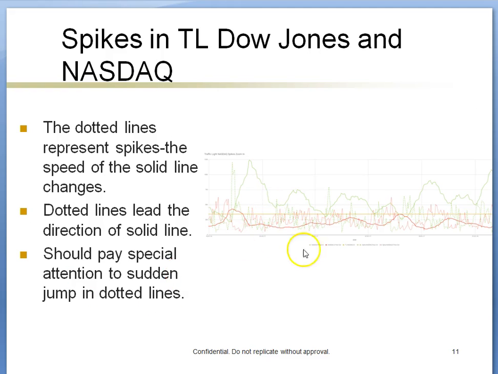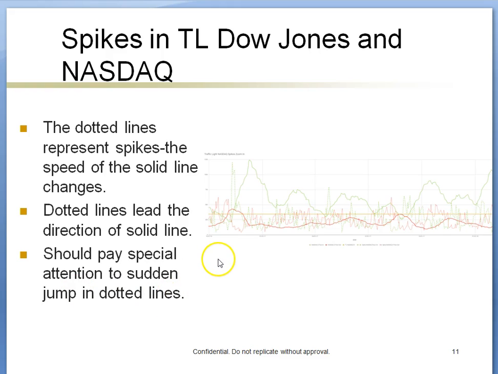Here is a graphical view of the table you were shown earlier. The dotted line represents the spikes. The speed of the solid line changes. And remember this, the dotted line leads the direction of the solid lines. And one should pay special attention to the sudden jump in the dotted lines.